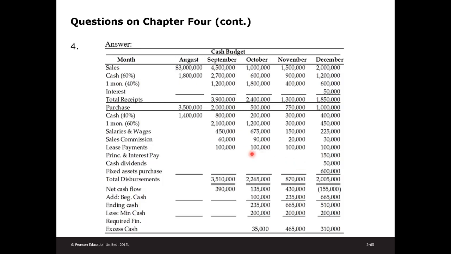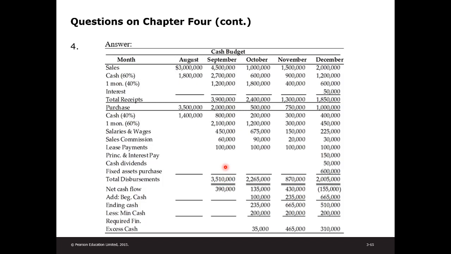So next, we need to calculate the total disbursements for each month by adding these numbers: 800,000 plus 2,100,000 plus 450 plus 60 plus 100,000, in order to come up with the total disbursement, which is 3,510 for September. And the same thing, we can do for October, November, and December in order to come up with the total disbursement.